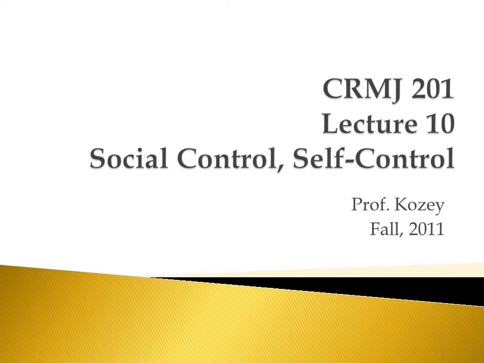Today we're going to be talking about social control and self-control theories of crime. In the last class, the control theories that we talked about were describing neighborhood level influences, and today we're going to bring it down to the individual level and talk about how individual people who experience different levels of control in their lives might be more or less likely to commit crime.